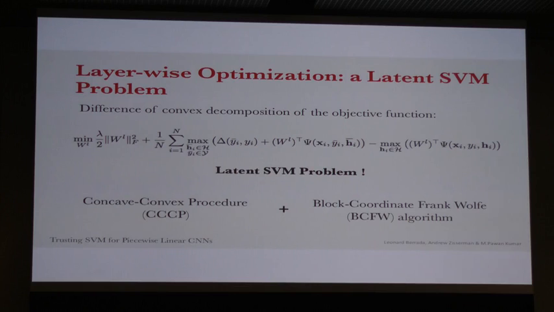Because we have this latent SVM problem, we can apply the whole literature about how we can solve this. For example, we chose in this work to use the concave-convex procedure in conjunction with the block-coordinate Frank-Wolfe algorithm, which allows us in particular to guarantee a monotonic decrease in the objective function.